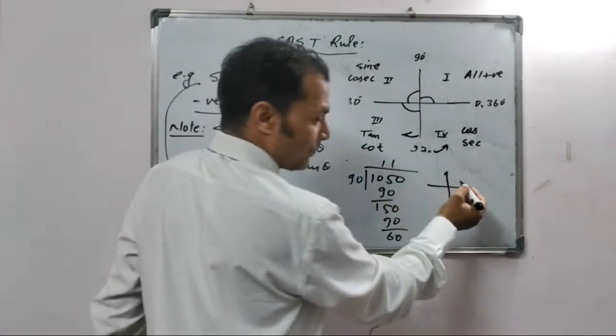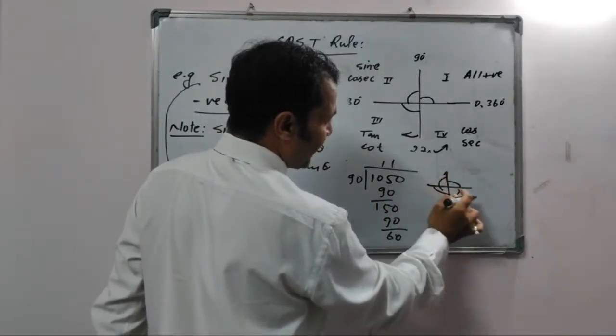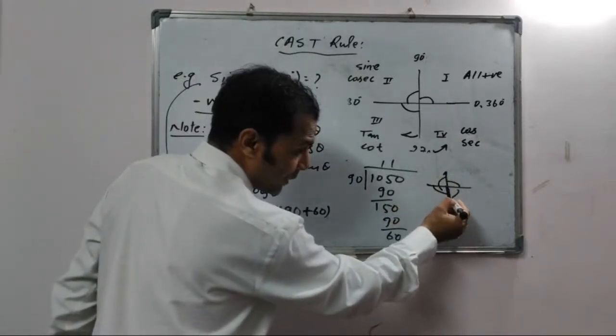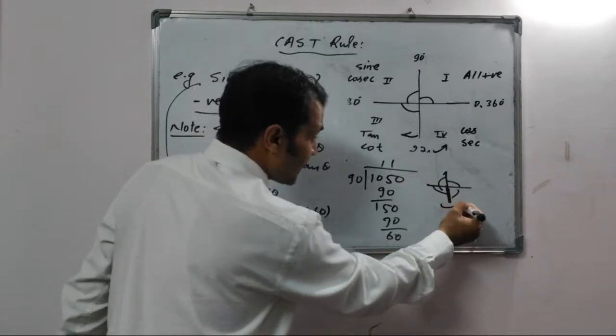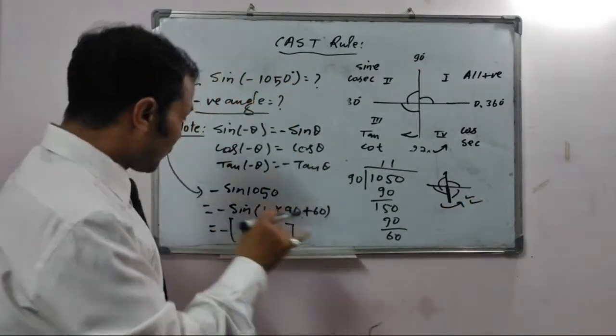11 times 90. 1, 2, 3, 4, 5, 6, 7, 8, 9, 10, 11. 11 times 90 means up to here. Up to here. You are here. And plus 60 means you are coming in which quadrant? The fourth quadrant, right? In the fourth quadrant, what is the sign?